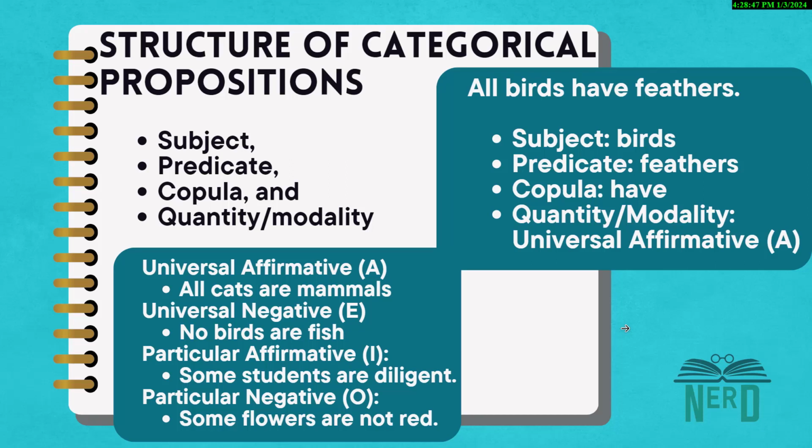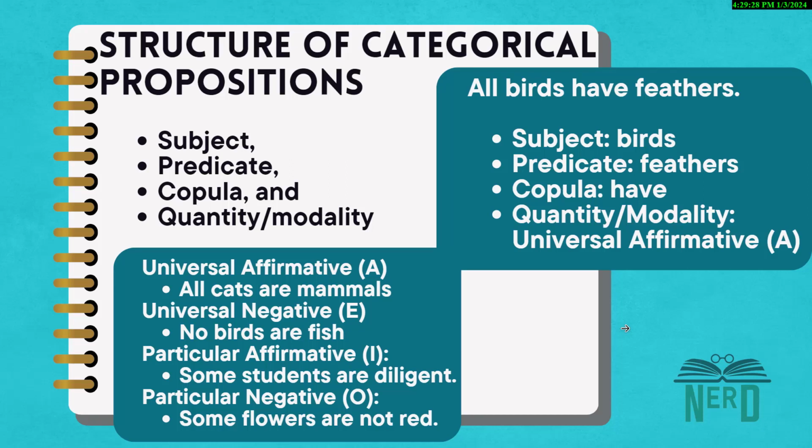Then we'll also talk about the particular affirmative, which we denote as I, like some students are diligent. Where there is a word like some, it is a particular affirmative. And then we talk about the particular negative, like some flowers are not red, and we represent it as O. Fine. Here you have to find out which is the subject, which is the predicate, which is the copula and quantity, right? Like here, all birds have feathers. So this birds is your subject, right?